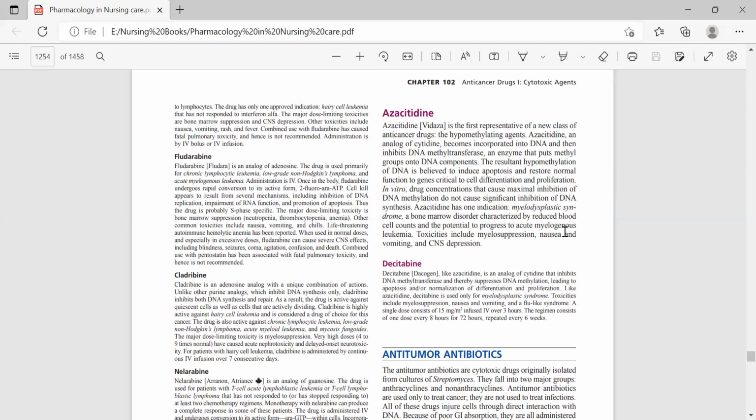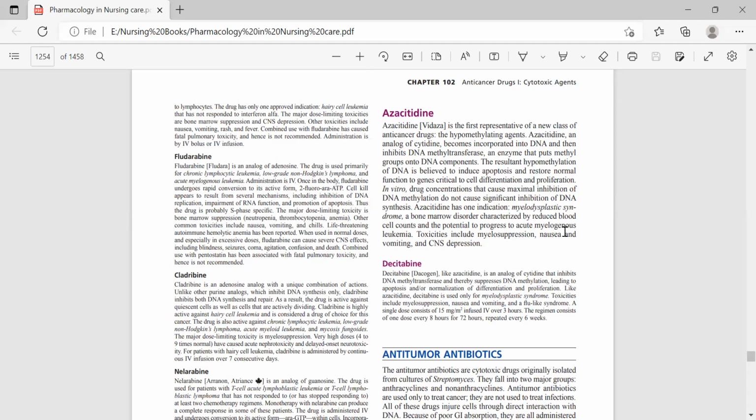Another drug, decitabine, is an analog of cytidine that inhibits DNA methyltransferase, leading to the same mechanism, and is indicated only for myelodysplastic syndrome. Toxicities are the same: myelosuppression, nausea, vomiting, and flu-like syndrome. A single dose consists of 15 milligrams per meter squared infused IV over 3 hours. The regimen consists of one dose every 8 hours for 72 hours, repeated every 6 weeks. So this is decitabine and azacitidine.